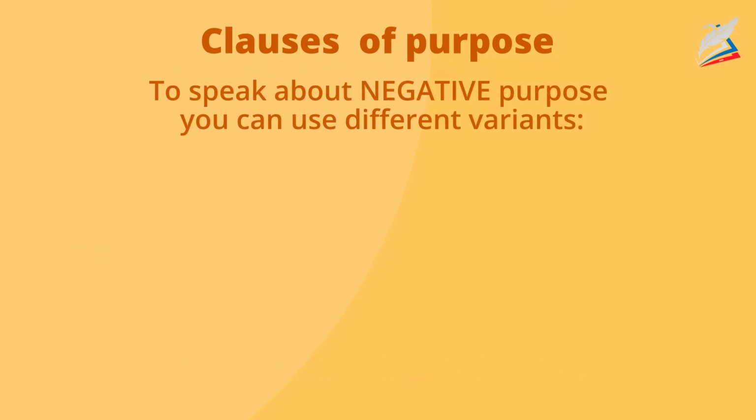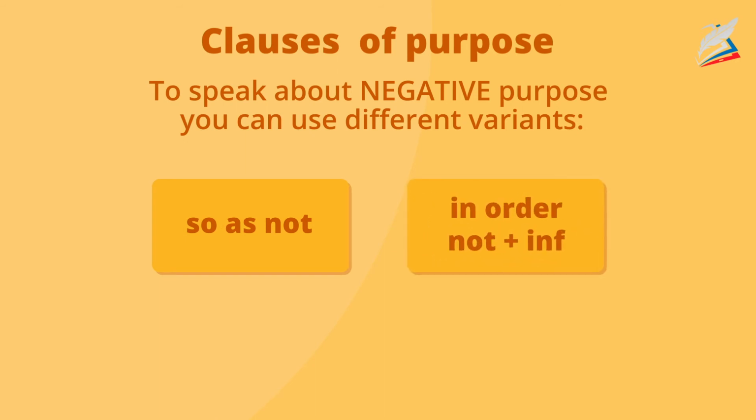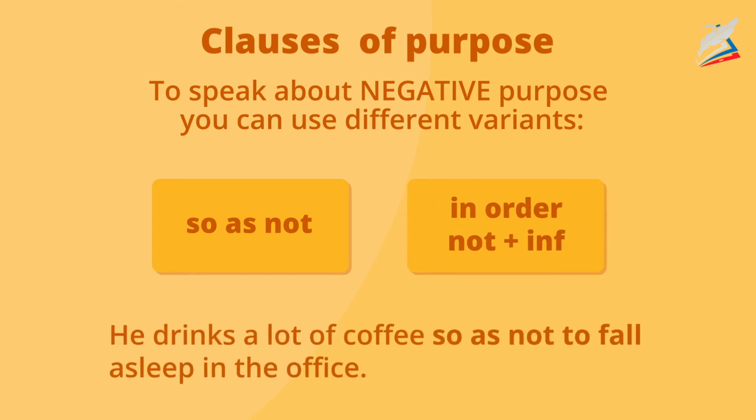To speak about negative purpose, you can use different options. So as not, in order not, plus infinitive. He drinks a lot of coffee so as not to fall asleep in the office.